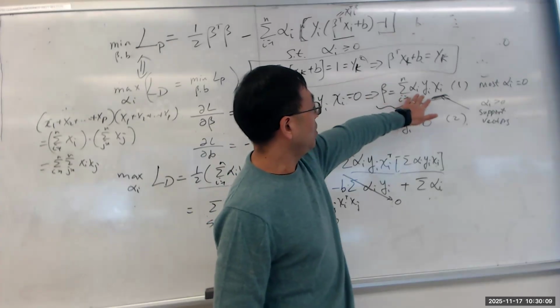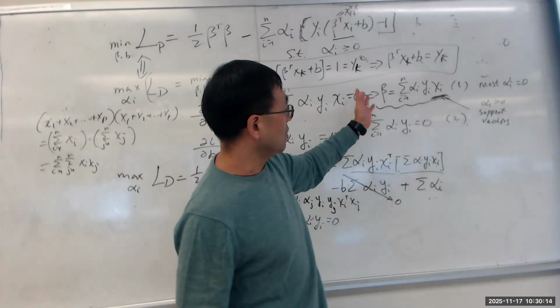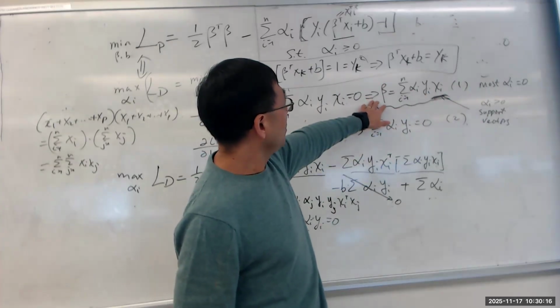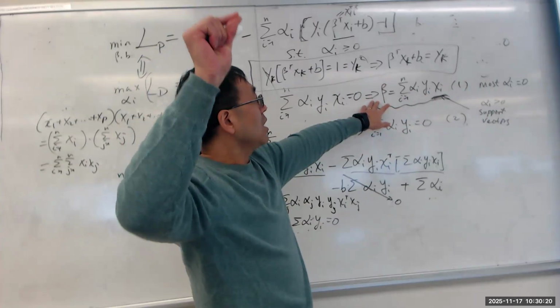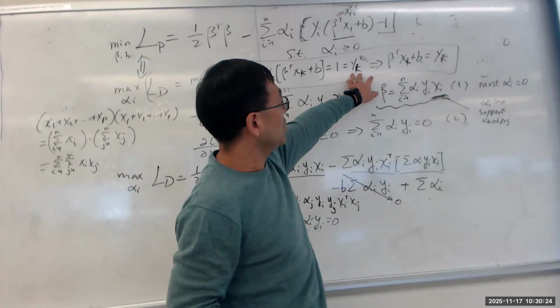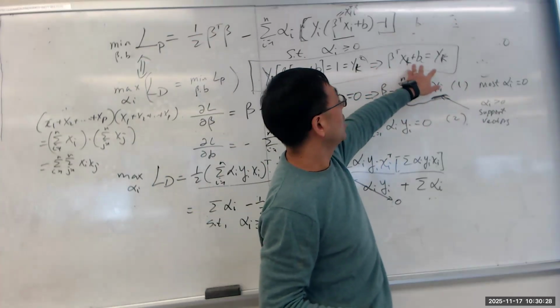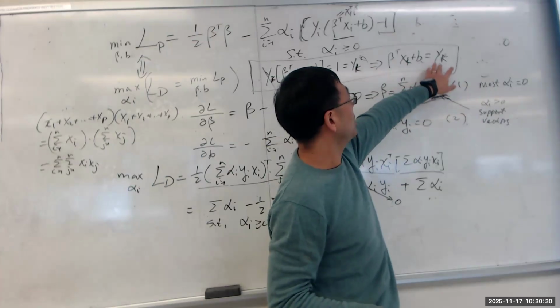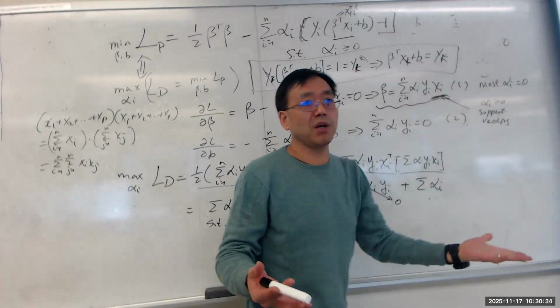Once alpha i is known, yi(x) is known, and beta is known. Once beta is known, you just find one point with alpha k not equal to 0. For those alpha k not equal to 0, you plug this beta into the point, and then b will be equal to yk minus beta transpose xk. So therefore you have b as well.